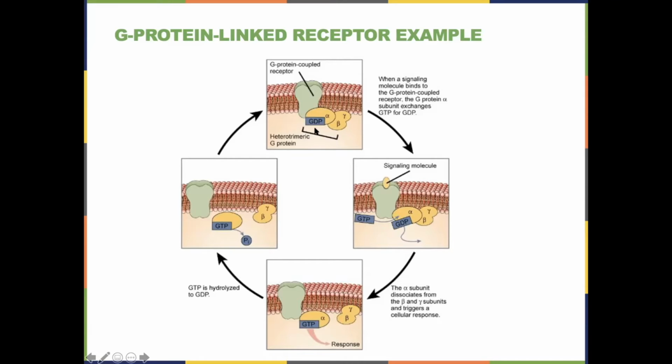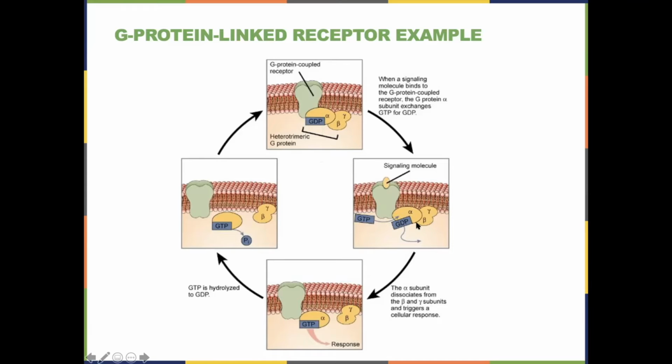GDP and GTP are similar to ADP and ATP, just that they use the guanine base instead of the adenine base. But in any case, in this particular application, the GDP and GTP serve to activate or inactivate this particular protein. So once again, when GDP is bound to the G protein, it is inactive. However, when a signaling molecule comes and binds to the receptor, it causes a change where the GDP gets kicked out and instead a GTP is substituted in its place.